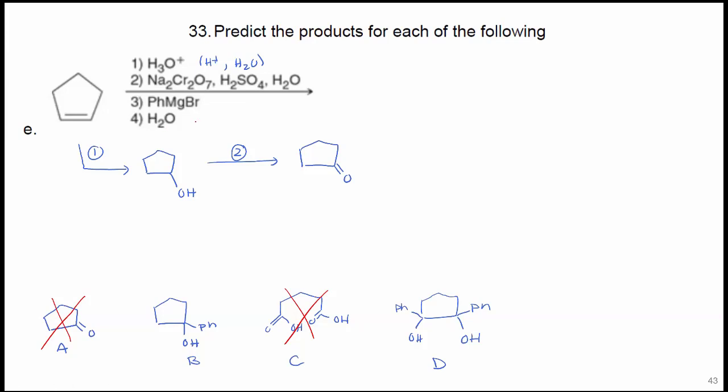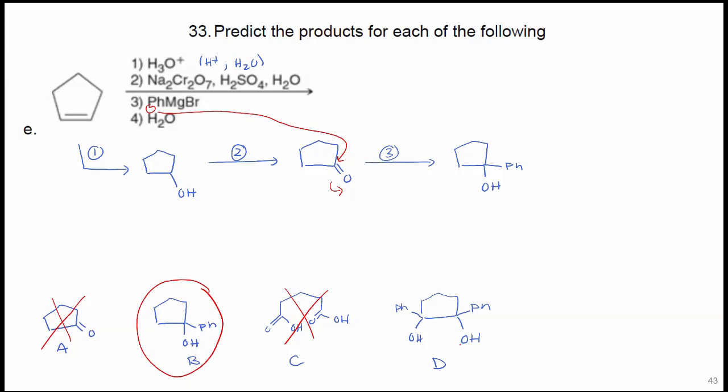And then in the third step, we're adding phenyl magnesium bromide. So that phenyl group is going to attack there. We're going to form an alcohol. So we'll get Ph and OH there. So our answer is going to be B.